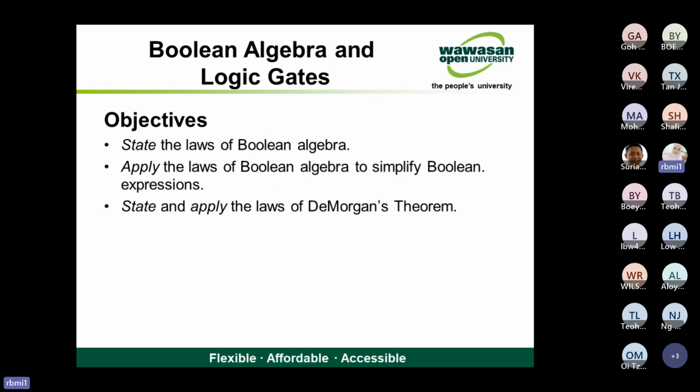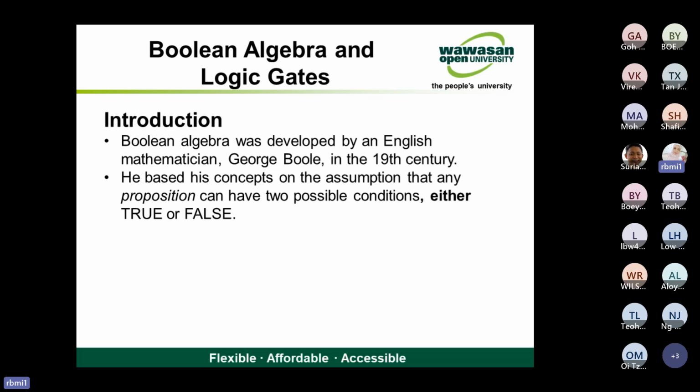We have a few laws for Boolean algebra. The branch of mathematics called Boolean algebra was developed by an English mathematician, George Boole, in the 19th century. It is based on the assumption that any proposition can have two possible conditions, either true or false. A proposition is just a statement which is either true or false, so only two conditions: true or false, high or low, or 0 or 1.